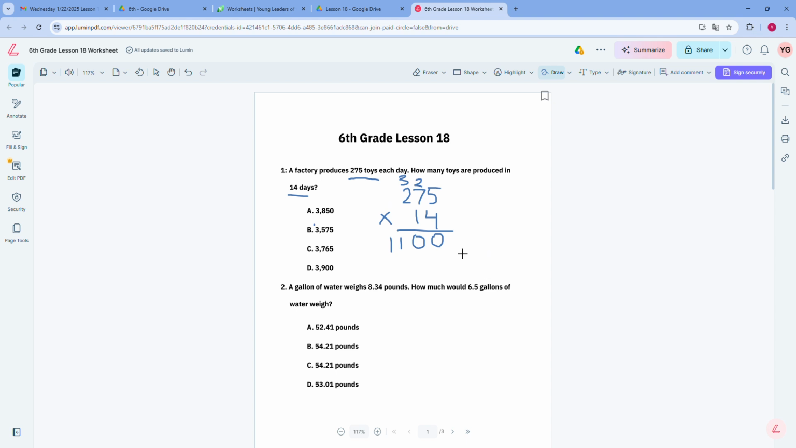And now for the second row, I'm going to put another 0 here because you want to shift your numbers down a place, because you're technically multiplying 10 times 5, but you're putting it as 1 times 5. So that's why you would put the 0 here. 1 times 5 is 5, 1 times 7 is 7, and 1 times 2 is 2. And if you were to add all of these numbers going right to left, you would get 3850, which is A.